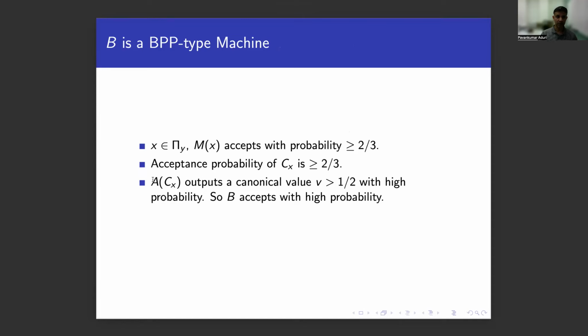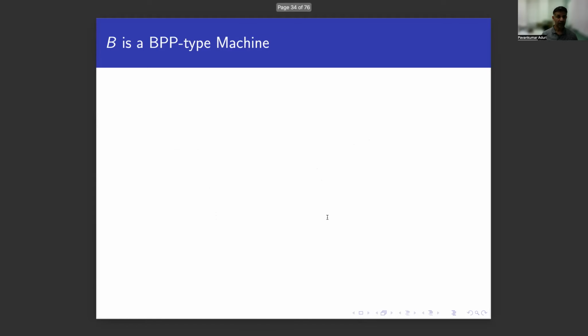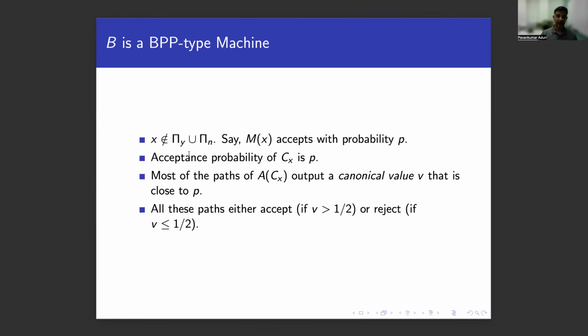Which means my pseudo-deterministic algorithm A is going to output a canonical value V that is more than half with very high probability. Most of the random choices will output this value V that is more than half. So B accepts with very high probability. Similarly, if an input is a no instance, B is going to reject with high probability. Now, what happens to the instances that are neither in Pi_yes nor Pi_no?